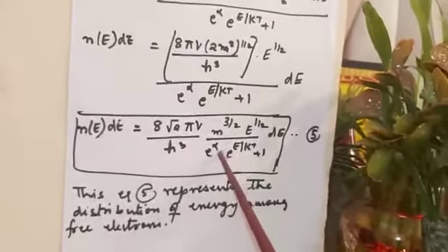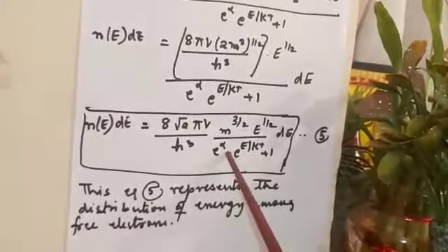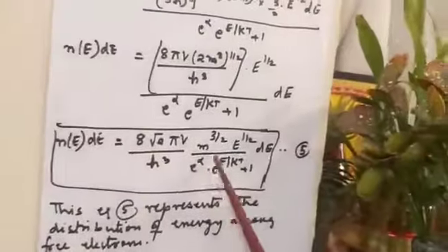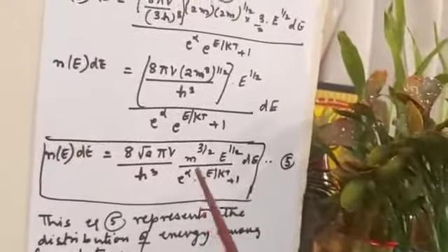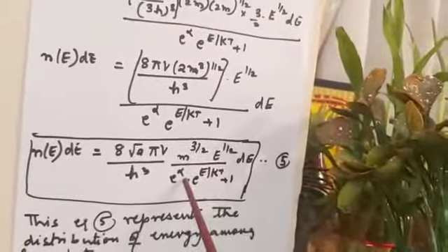Here you can see there is an e to the power of alpha, where alpha is a constant. We will discuss this constant after we discuss the Fermi energy. Thank you very much.